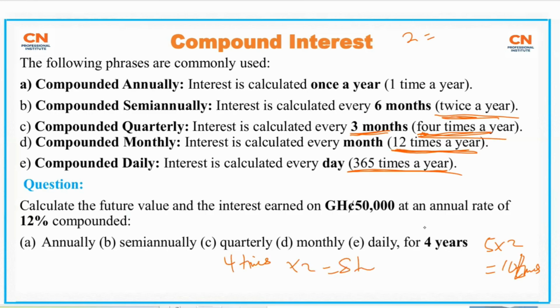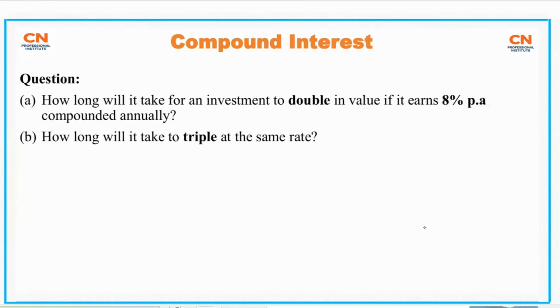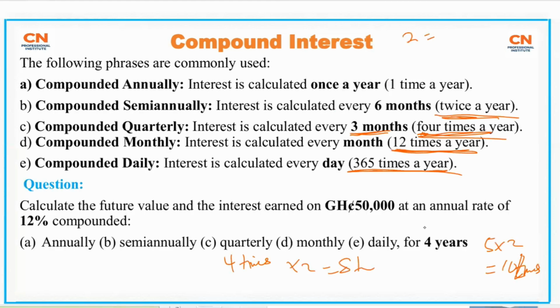We'll go through these questions. The first one is compounding semi-annually, quarterly, monthly, daily for 4 years. Then the next: how long will it take for an investment to double in value if it earns 8% per annum compounding annually? How long will it take to triple at the same rate? So we'll go through these questions in the next video, but let's end here.